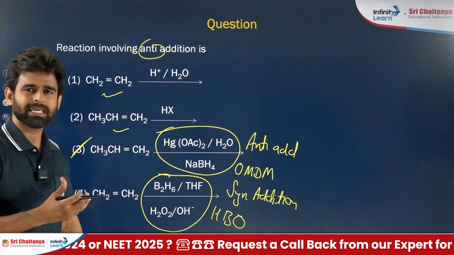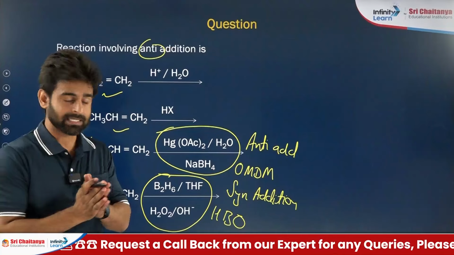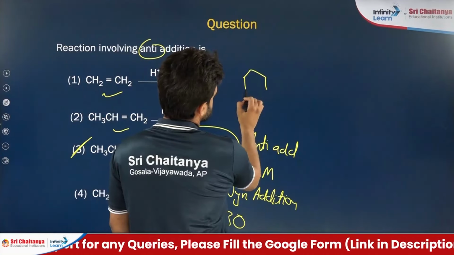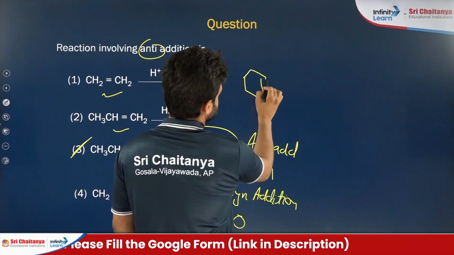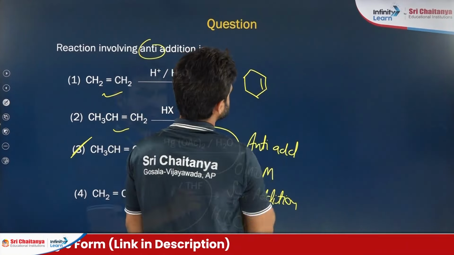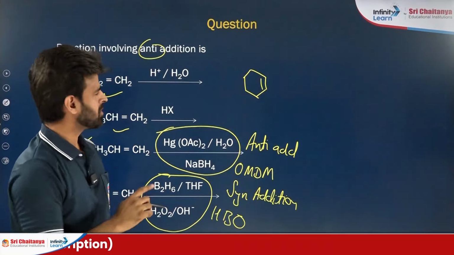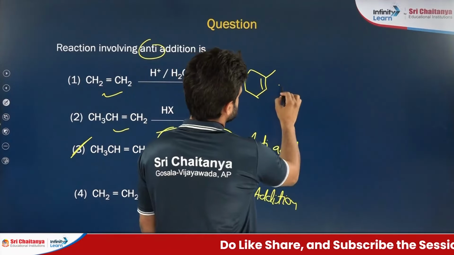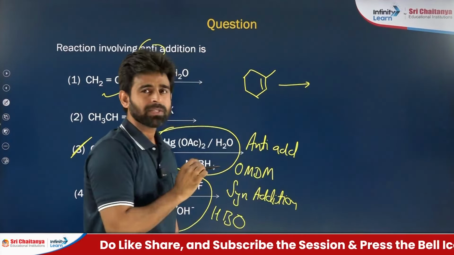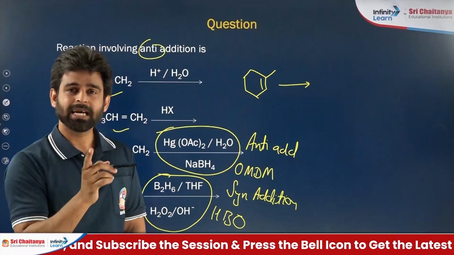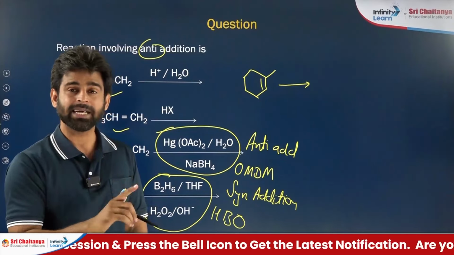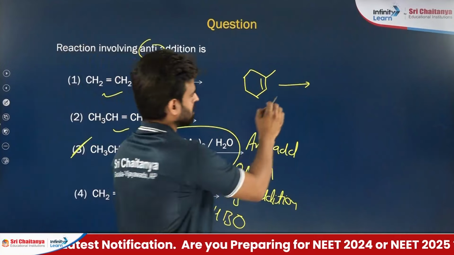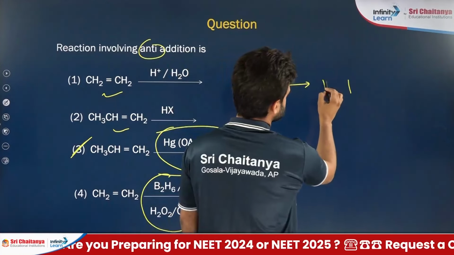If we try to understand the meaning of syn or anti-addition, I will take one example. This is our alkene, right? So actually, if you see, I will take here this methyl group as well. So in anti-addition, OH and H, the things which will add, will come on which position? On anti sides, right?